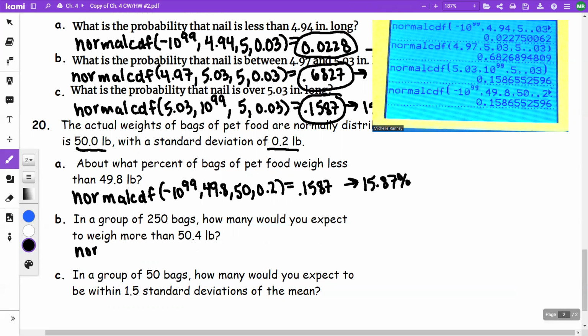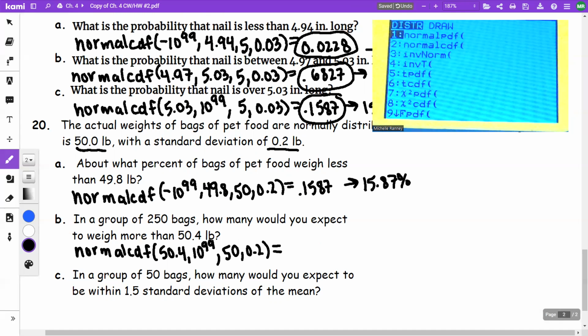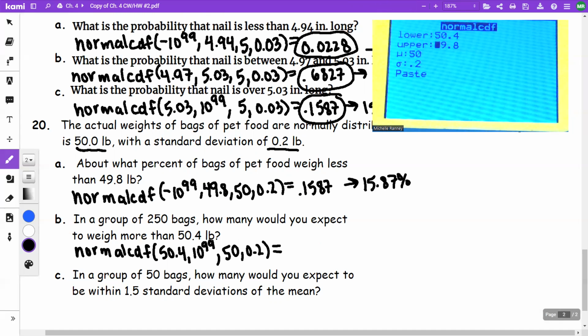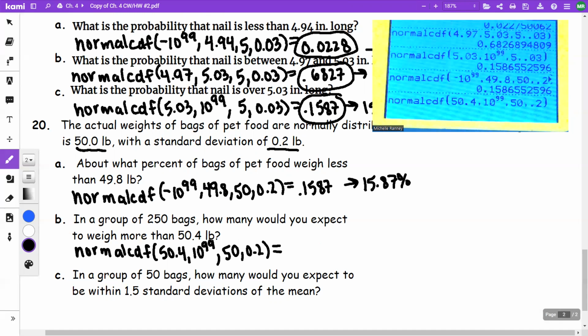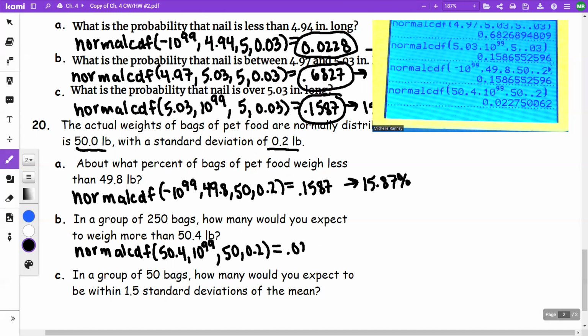In a group of 250 bags, how many would you expect to weigh more than 50.4? So first I need to find the percent. So normal CDF, more than 50.4, so 50.4 is my minimum. 10 to the 99, which is infinity, is my maximum or my upper bound. 50 is my mean and 0.2 is my standard deviation. So when I put in 50.4, 10 to the 99, I end up with 0.0228. Okay, that's my percent.